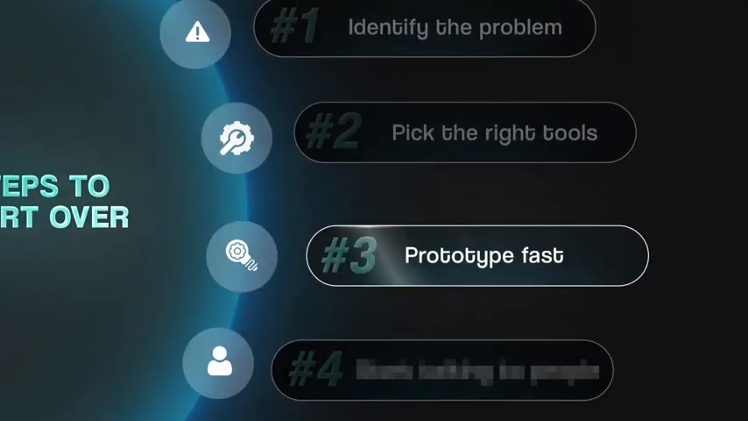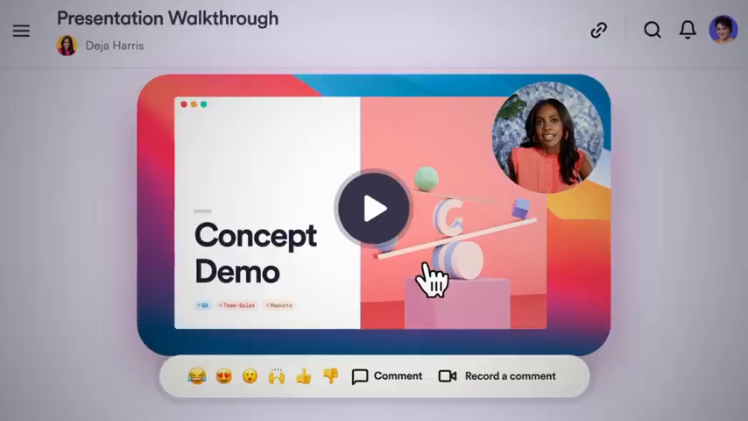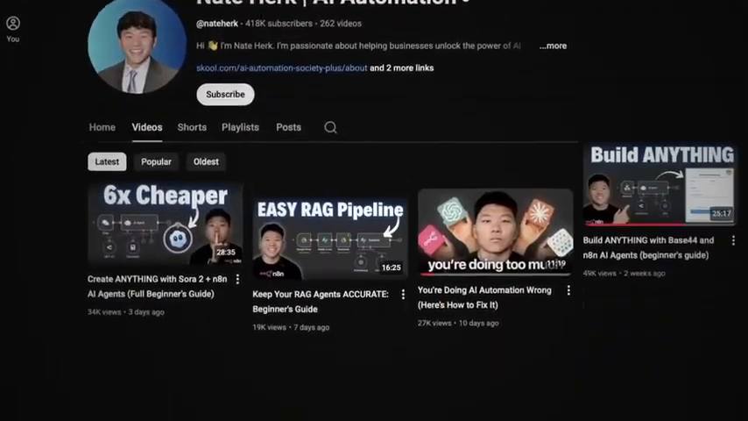Step three is to prototype fast. Don't overthink it. Your goal isn't to build a perfect system right away. It's just to show that you know what you're doing. And the quicker that you can show a real demo and explain the value of that system, the faster that people will trust you. So build something simple, record a short Loom demo, and use that as your digital portfolio.